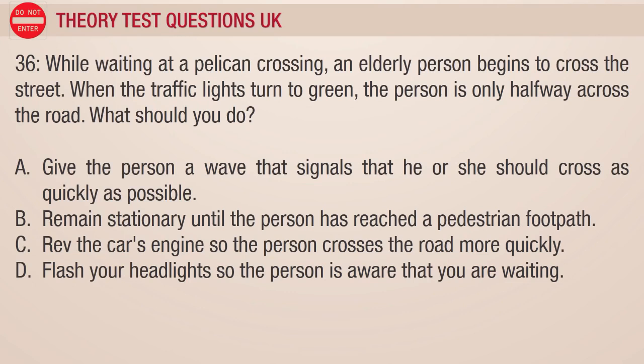Question 36. While waiting at a pelican crossing, an elderly person begins to cross the street. When the traffic lights turn to green, the person is only halfway across the road. What should you do? A. Give the person a wave that signals that he or she should cross as quickly as possible. B. Remain stationary until the person has reached a pedestrian footpath. C. Rev the car's engine so the person crosses the road more quickly. D. Flash your headlights so the person is aware that you are waiting.